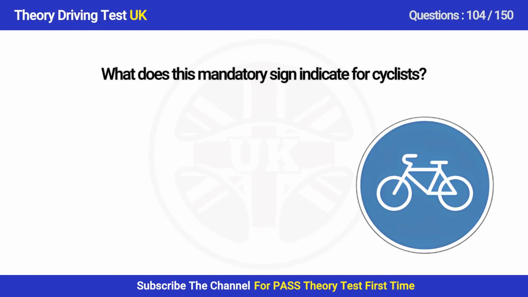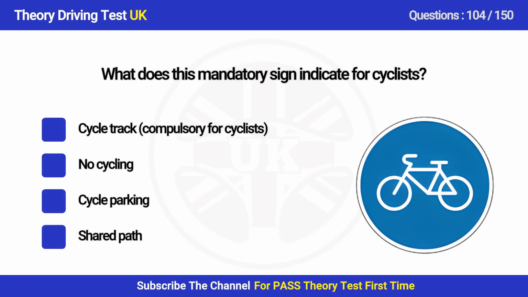Question 104. What does this mandatory sign indicate for cyclists? A. Cycle track compulsory for cyclists. B. No cycling. C. Cycle parking. D. Shared path.